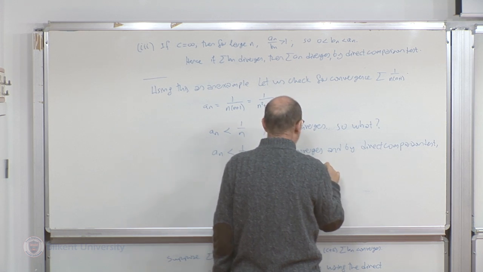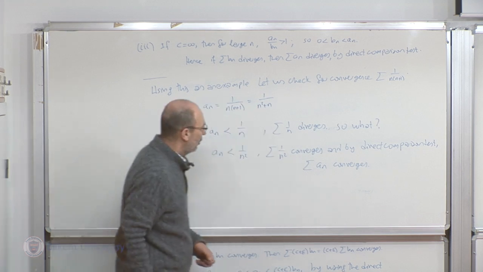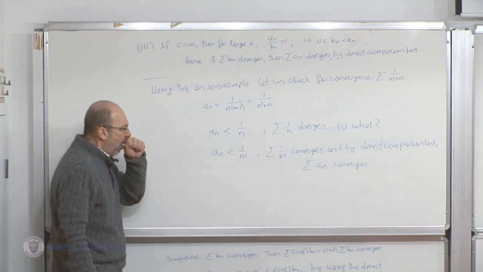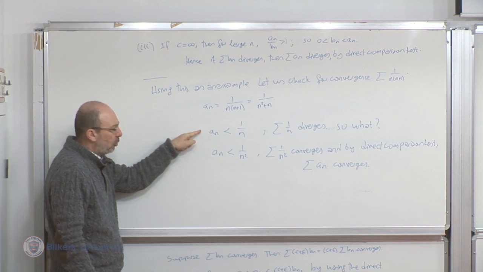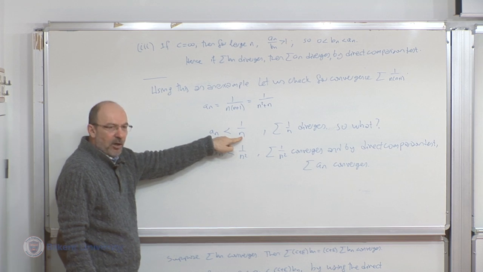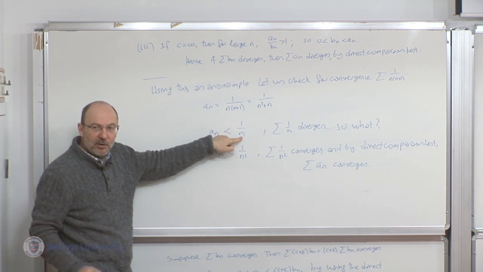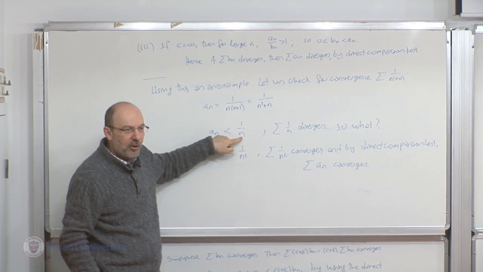summation an converges. Okay. Of course, you never try this. I just wrote this to show that sometimes we make an inequality like this. We know something about this, and we vaguely remember that in comparison tests, if one of them does something, the other one also does something.